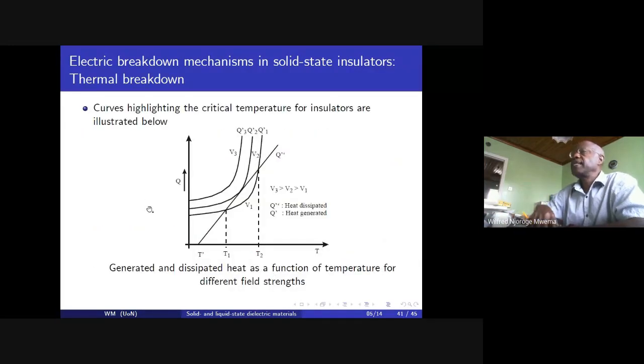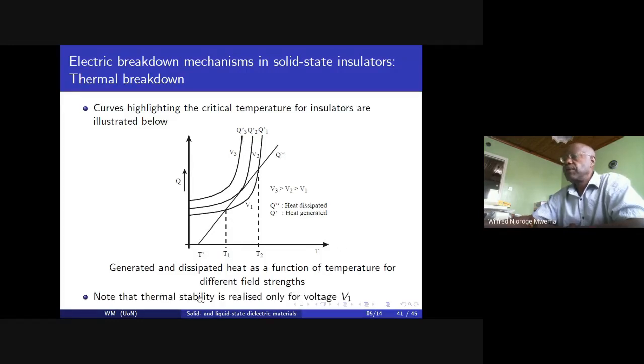Curves highlighting the critical temperature for insulators may have the following shape. That is, we have Q3, Q2, Q1. These are the rates of heat conduction, or heat dissipated, and the heat generated. So this is the heat dissipated out, and this is the heat generated within the insulator at different voltages, V3, V2, and V1. We note that thermal stability will be realized only for the voltage V1. That is this voltage here, where we can have thermal stability.